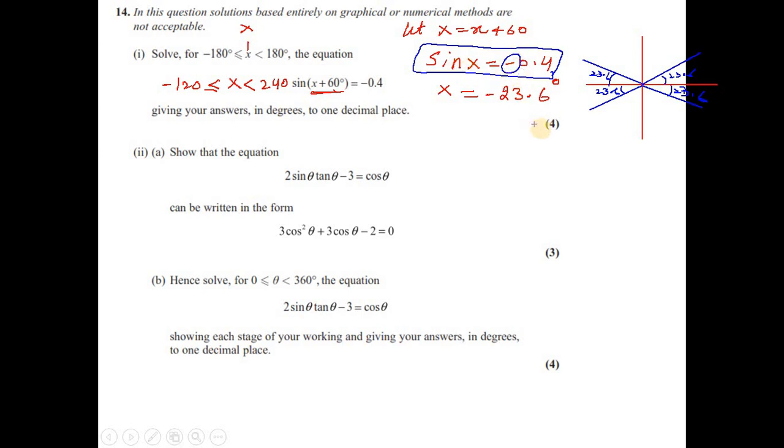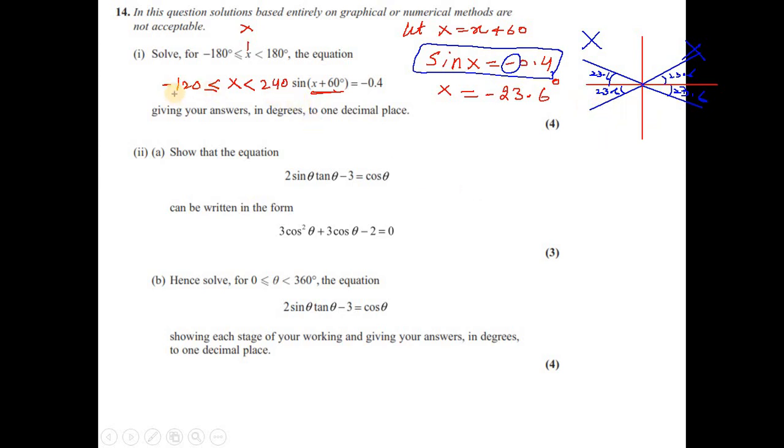So you need to think in which quadrant sine is negative. Clearly sine is negative in the third and the fourth quadrant, so you ignore the first and the second quadrant angles. So you have just two angles, 23.6 in the fourth quadrant and the third quadrant. And how do you find the solution?